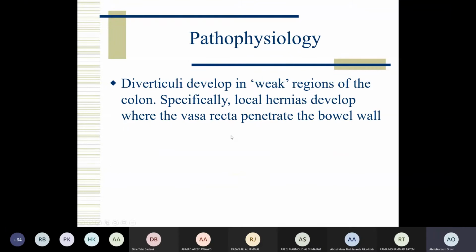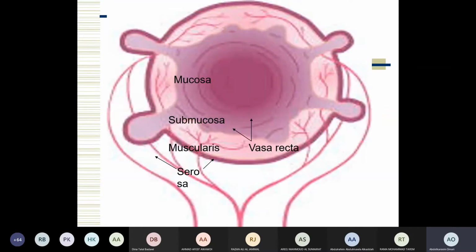Pathophysiology, as we said, guys. Diverticula develop in weak regions of the colon, especially local hernias that develop where the vasa recta penetrate the bowel wall. The vasa recta penetrate the bowel wall, the vessels, as we said. Just like this, see how it is just the entry of the blood vessel. This is the vasa recta, this is the muscularis. These are the outpouchings of the mucosa.